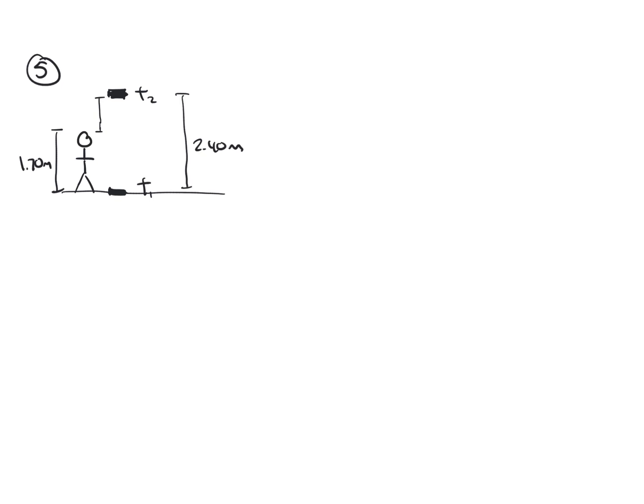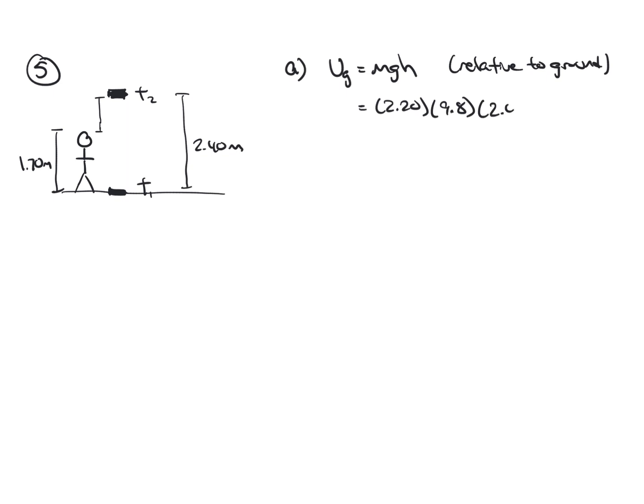Okay, so let's see, what are they asking here? A, what's the gravitational potential energy relative to the ground? Okay, so mgh, but we're doing relative to the ground. That will tell us what h is. So the mass of the book is 2.20 kg, kind of a heavy book. Must be a physics textbook, times 9.8. And the height relative to the ground that the book was lifted, 2.4 meters. Okay, so I'll multiply that. So 51.744. I'll just round that to two significant digits, 52 joules.